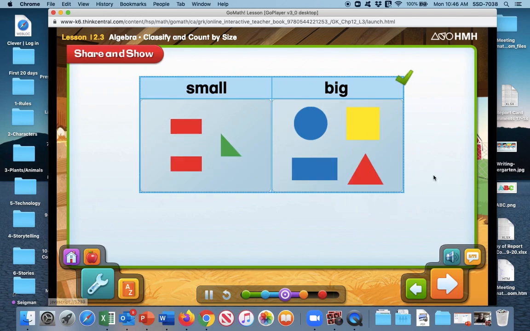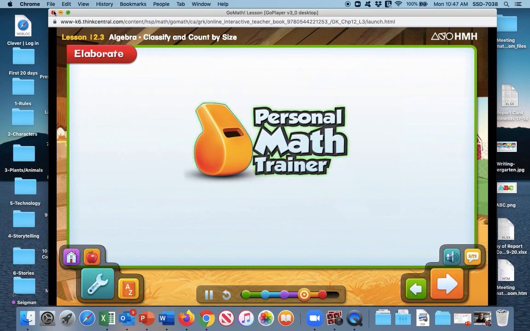Now we'll check. Great sorting! You classified the shapes by size. What do you notice about the sizes in each category? Each category is one size. In which category does this shape belong? Small. Why does this shape not belong in the other category? Because it's not big. Now let's practice with the personal math trainer.